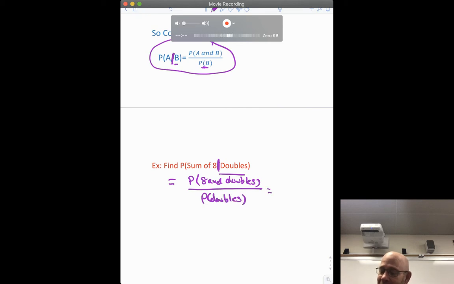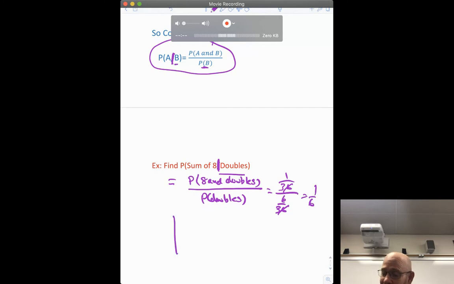The probability of 8 and doubles, I believe, is just 1. There's only 1 8 and doubles. It's 1 out of all 36 outcomes when rolling the dice. And then we divide that by the probability of doubles, which is 6 out of 36. You do some reducing, and you get 1/6.